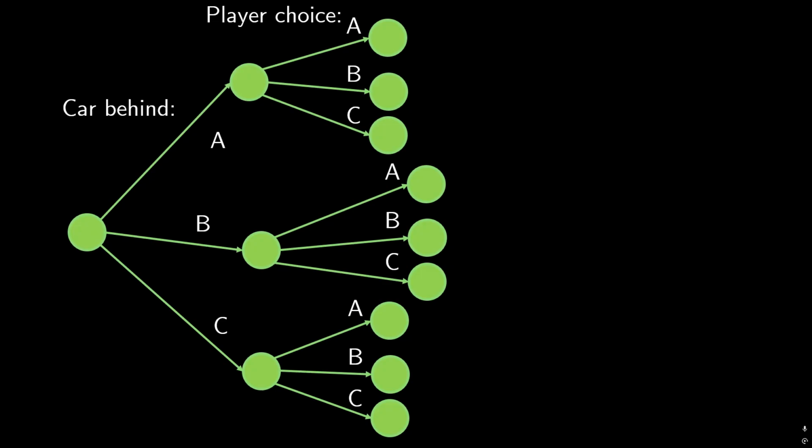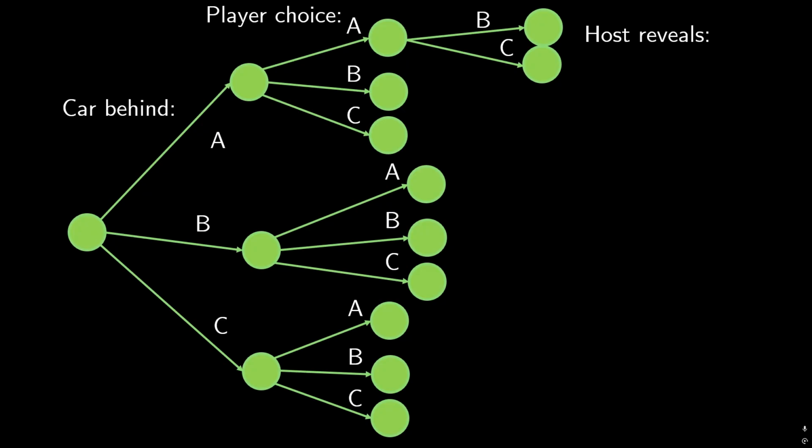Imagine if the car was behind door A, and we also chose door A. In this case, the host can either reveal door B or door C to have a goat, right? Because the only door that the host can't reveal is door A, and by revealing either door B or C, this is completely fine.